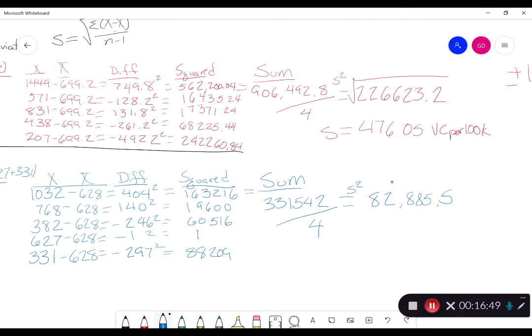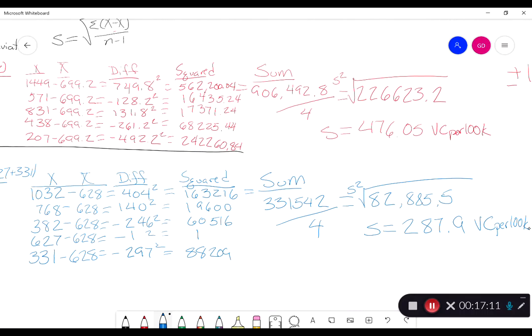So to get it out of squared units, we want to take the square root of this, and that will result in a standard deviation value of 287.9, once we round, violent crimes per 100K.